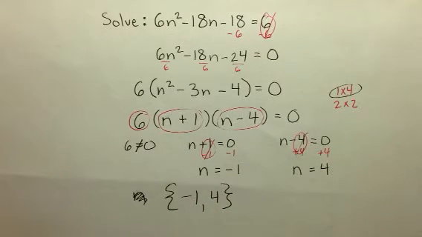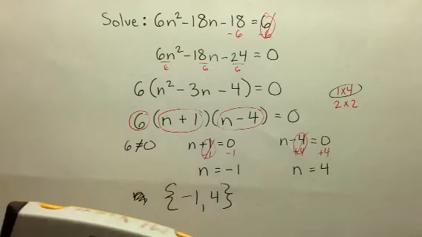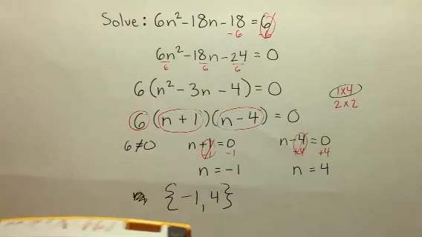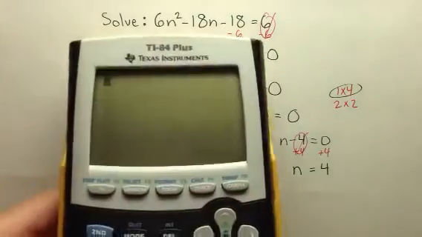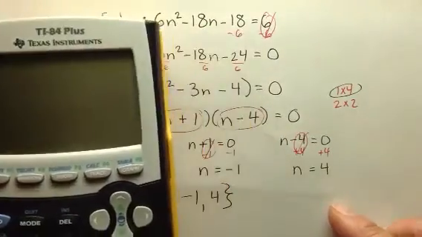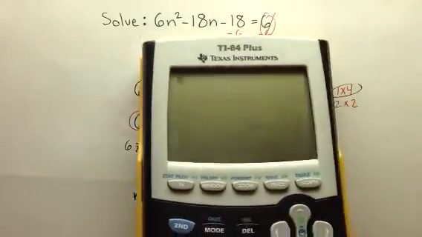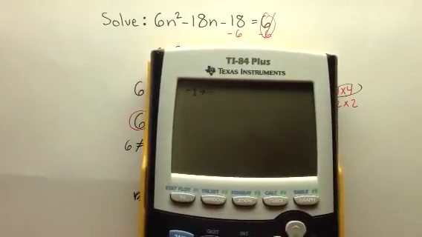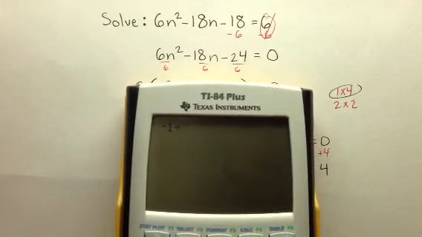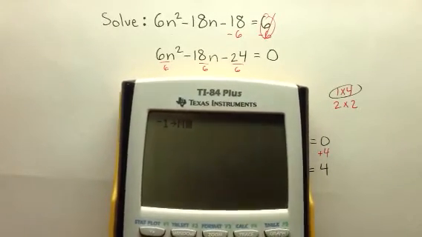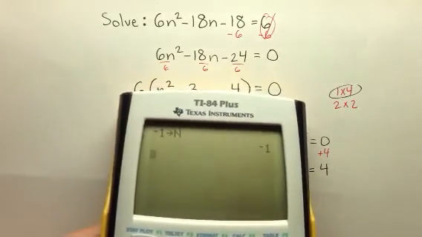Okay, so let's check it. As always, there's absolutely no excuse to miss your solutions. You can check them. So I'm going to go to my calculator. I'm going to have to do them one at a time. So first I'm going to do negative 1. So negative 1 store into my variable here, n. You know I like to use x all the time, but I don't want to confuse you.